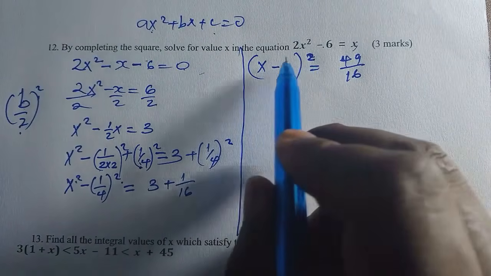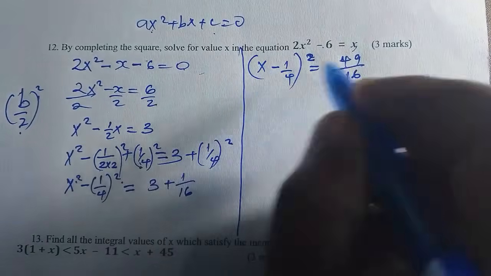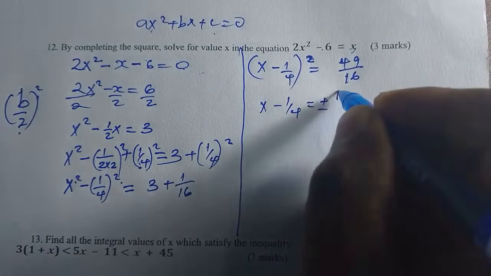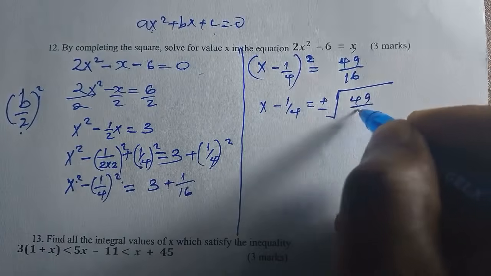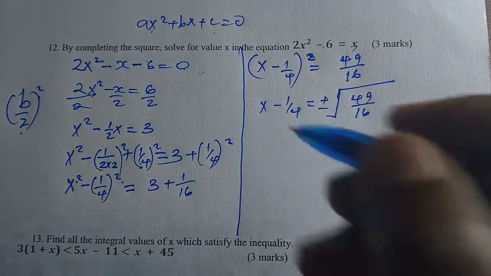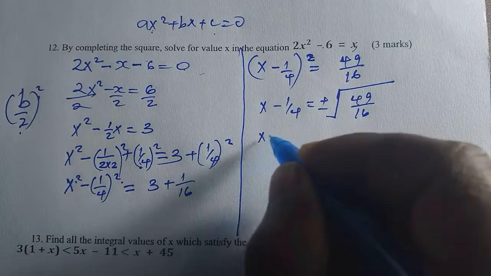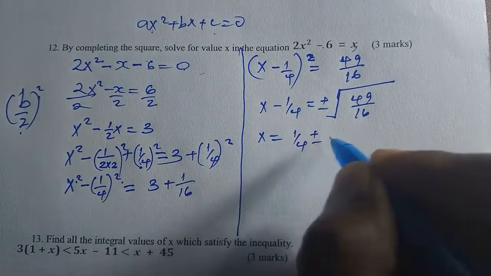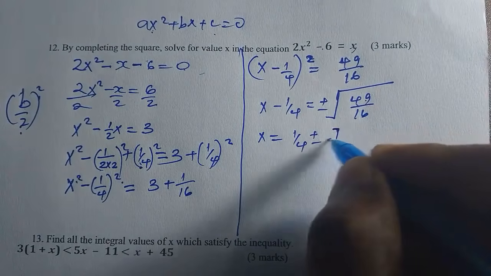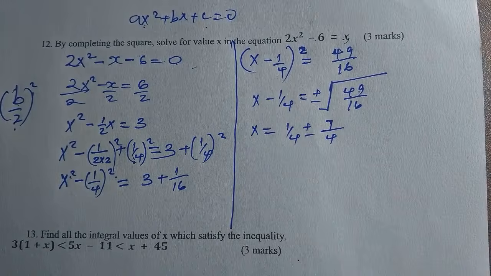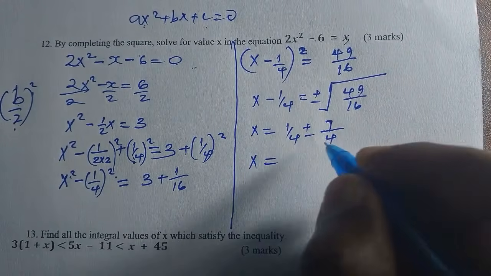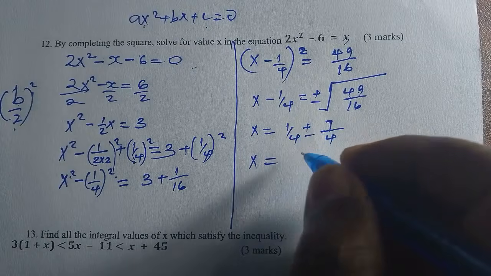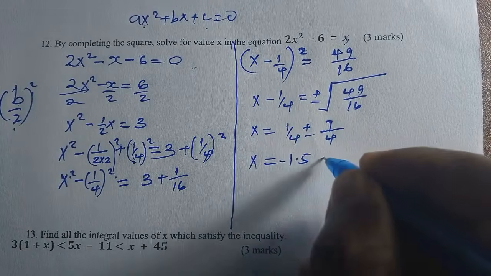We square root both sides. When we square root this side and this side, we remain with x minus 1 over 4 is equal to plus or minus the square root of 49 over 16. Then x is equal to 1 over 4 plus or minus the square root, that is 7 over 4. X is equal to, you add and then subtract. X is either 1.5 or negative 2.